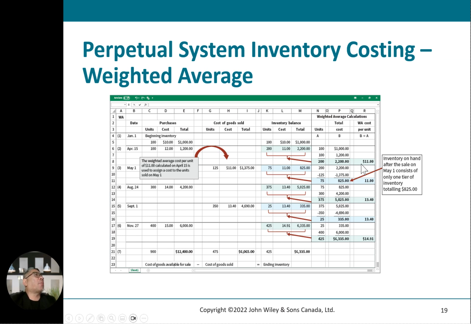This is how it helps you calculate 2,200 divided by 200, 825 divided by 75, $11. 5,025 divided by 375, 13.4. 335 divided by 25, you get 13.40. Okay, and then for the remaining, you have an additional purchase of 400 at a cost of $15 on November 27. The average will be 14.91, because using the logical weighted average cost.